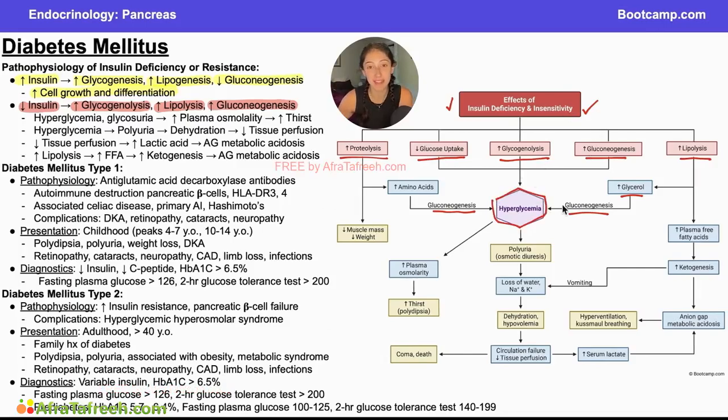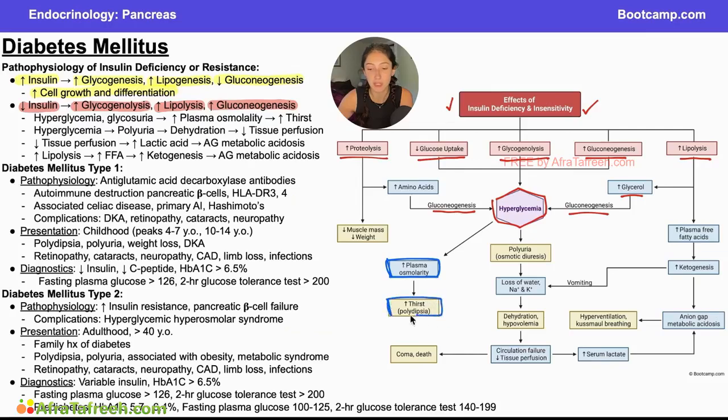And the downstream effects of this hyperglycemia is what is going to cause a lot of the presentation symptoms of diabetes. So when you have hyperglycemia, I think the first thing that's important to remember is this is going to lead to an increased plasma osmolarity. So there's more particles floating in your blood, and that is what leads to the increased plasma osmolarity. This will lead to increased thirst.